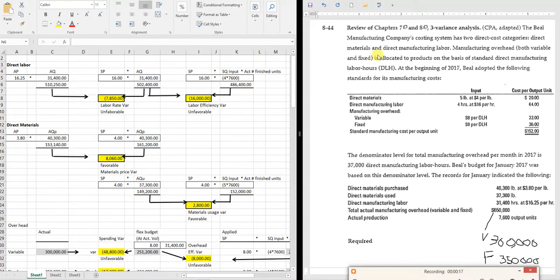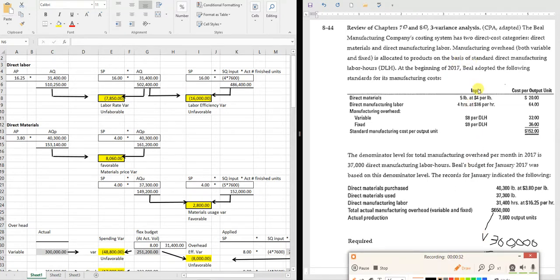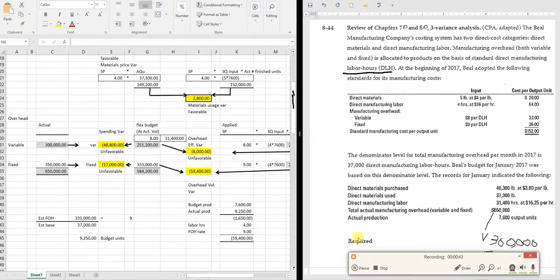So we have a company, and again, this is from a different textbook, so please don't consider the chapter, etc. We have direct materials, direct labor, manufacturing overhead is both variable and fixed, and it is allocated based on standard direct manufacturing labor hours. So that is very important to this problem. As I scroll down, when I get down to the fixed overhead, my base right here is important because that base is going to be direct labor hours.